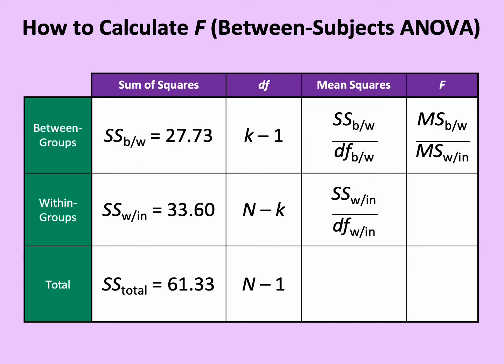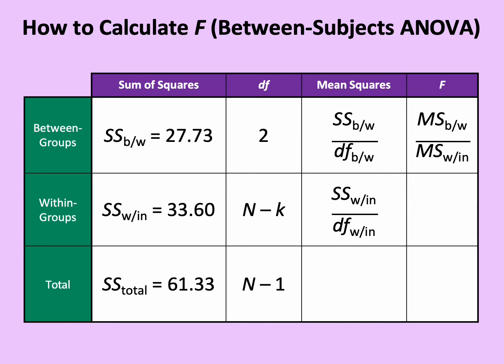And we have 3 levels, so 3 minus 1 is 2, okay? Our within groups is going to be our total N minus K, so we know that K is 3, we have 3 levels, and our total N is 15. So 15 minus 3 is 12. And then our sum of squares total degrees of freedom is probably the easiest to calculate. It's the same as for independent t-tests, and it's simply n minus 1. So 15 minus 1 is 14.